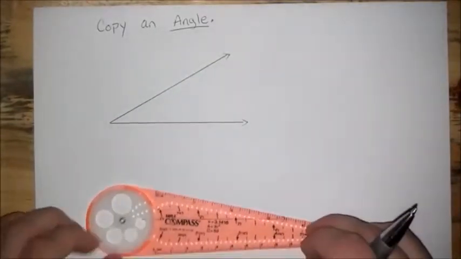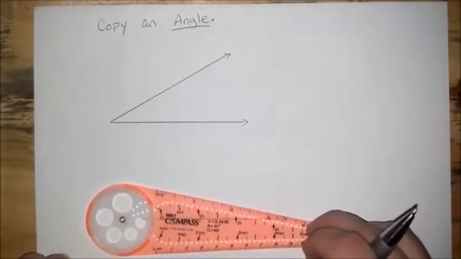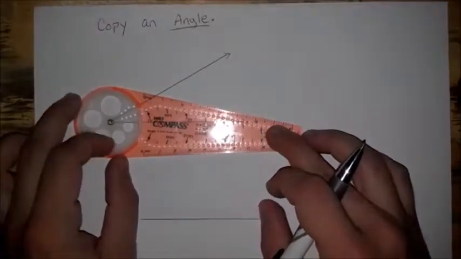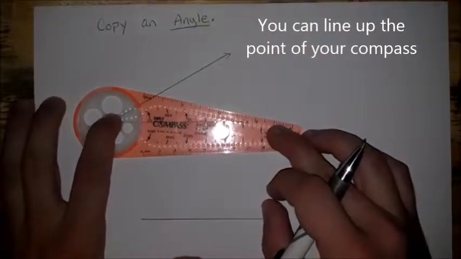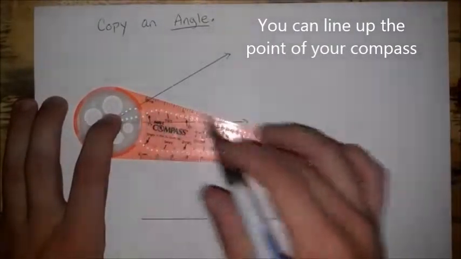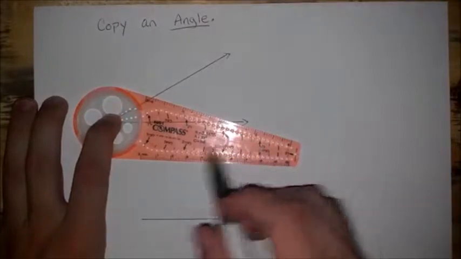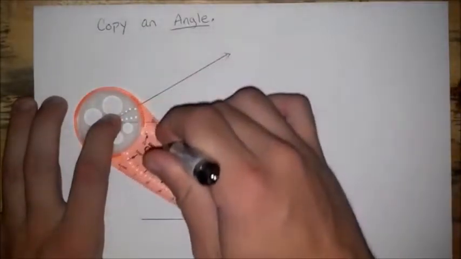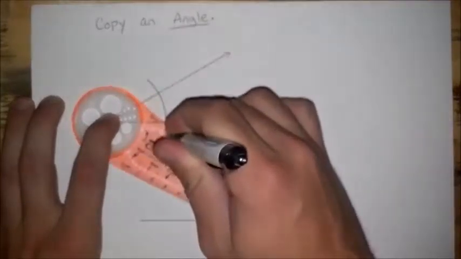The first move, go ahead and line up the brass ring on your safety compass with the vertex, or the corner here, of your angle. Then, make an arc all the way through your angle using any mark along the compass that you would like. I'm going to use this one right here next to a bold line. That way I can keep track of which one I use.